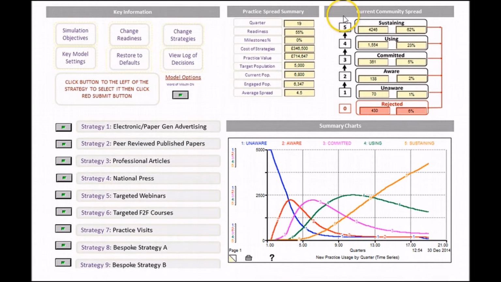We can see our results by looking at these various tables and charts. First of all, this current community spread chart shows us how much of the population are changing from being unaware of the innovation to sustaining the innovation. The practice spread summary table also shows what the cost of the strategies are, what the target population was, what the current population is, and how much of the current population are actually engaged. It also tells us what the average spread is. This information is also displayed in the below graphs.